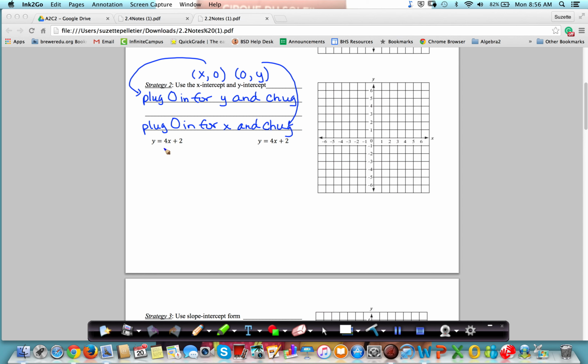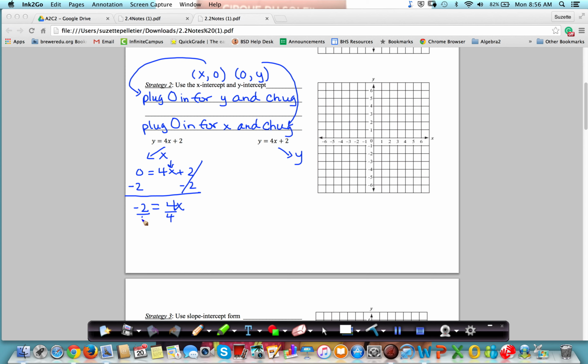So let's do this. You have to do it two ways. This one we're going to look for the x, and this one we're going to look for the y. So if I'm looking for x, I'm going to plug 0 in for y. And then I'm going to chug. I'm going to solve. I'm trying to get x by itself. Subtract 2. If you do that from one side of the equation, you do it from the other. -2 equals 4x. Then you're going to get x by itself by dividing by 4.